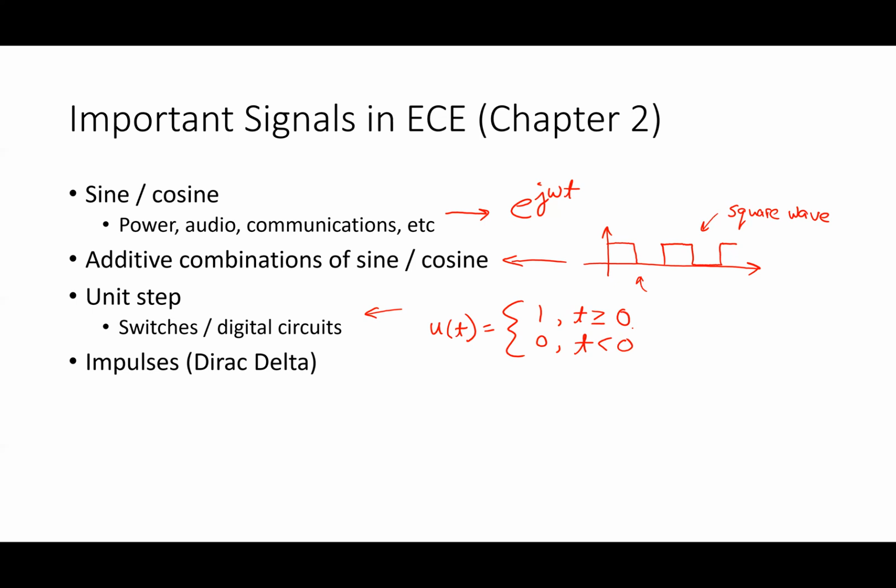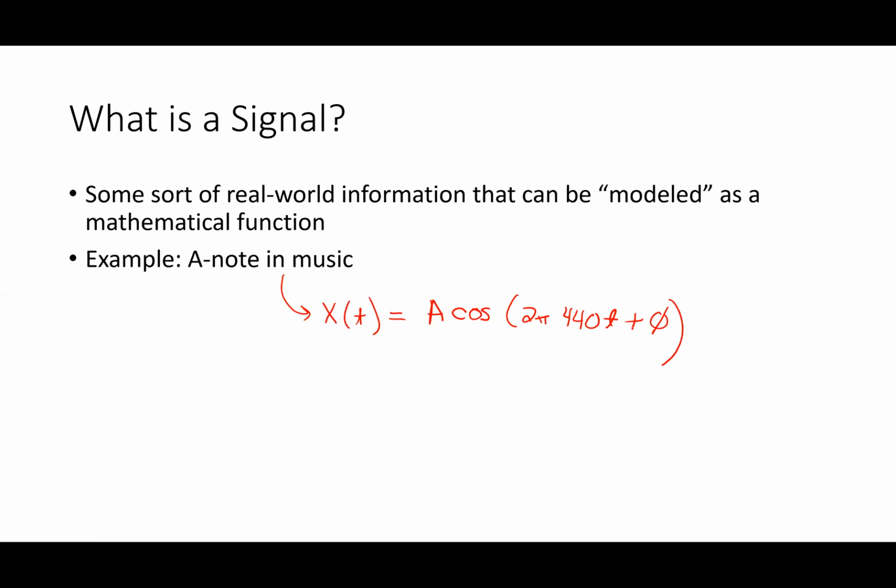And then another common one is this Dirac delta, which we're going to deal with. In fact, if I were to better model this A note, if it lasted for 2 seconds, what I probably would do is multiply this by u of t minus u of t minus 2. Now, I don't expect you to fully appreciate that in your head just yet, but we're going to deal with that type of thing in a little bit.